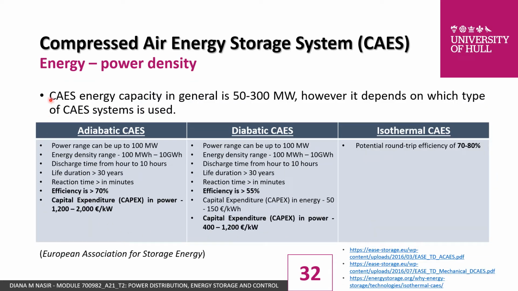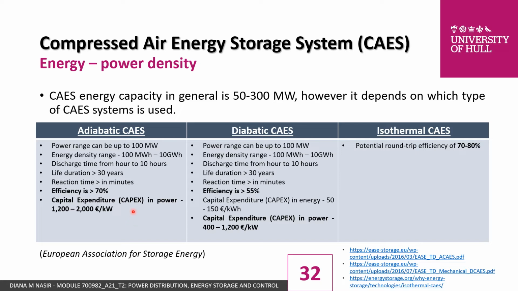So in general, the CAS has an energy capacity between 50 to 300 megawatts, but of course it depends on which type of CAS system is used. We go to the adiabatic CAS, which has a power capacity up to 100 megawatts, while the energy density has a range between 100 megawatt hours to 10 gigawatt hours. In terms of the discharge times, it's from hours to 10 hours, while the life duration is more than 30 years. The reaction time is very quick, which is in minutes, and the efficiency of the system is more than 70%.